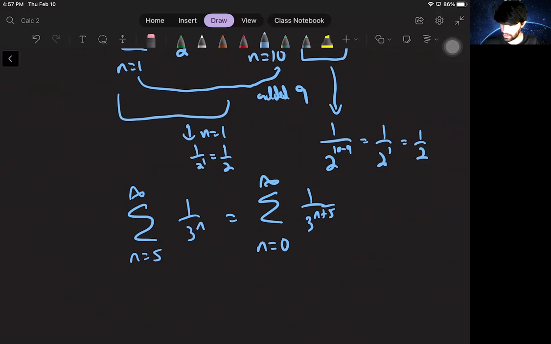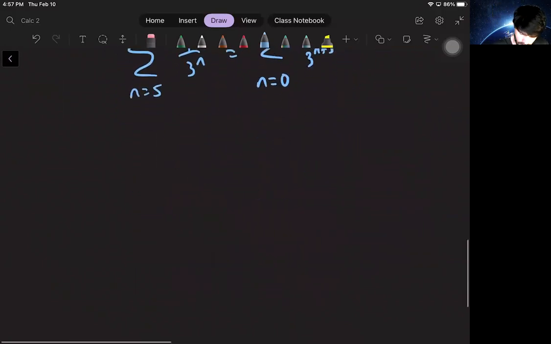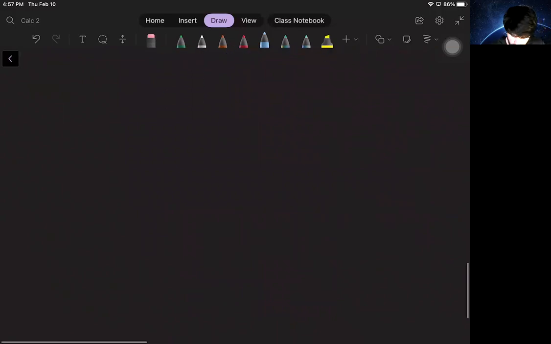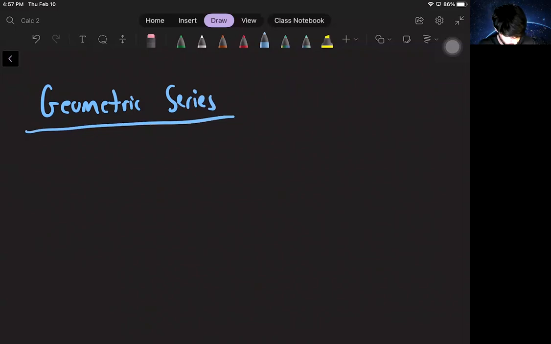Okay, so now we are ready to move on to types of series. So far we've just thrown out a couple of series and did some examples, but what we really do in this class is we sort of categorize various types of series and try to understand them all at once. So let's think about one of these types, which is called the geometric series.